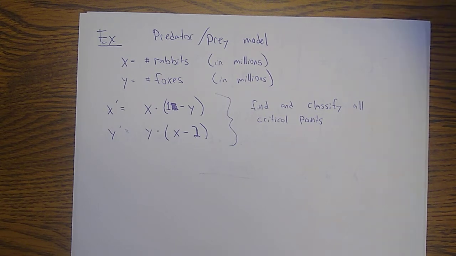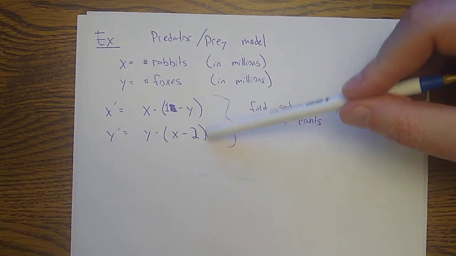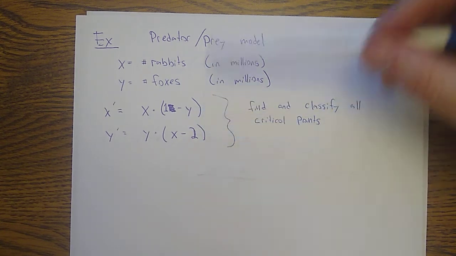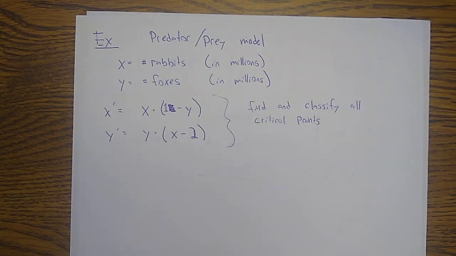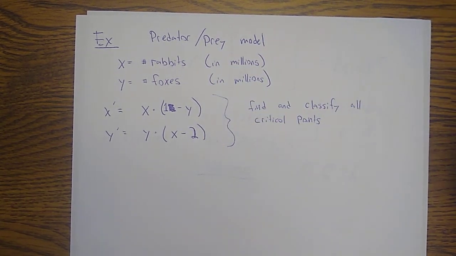Okay, so there's more explanation of deriving equations like this in 9.3, but I was just talking for a minute about why this is a reasonable system. So if we accept that, then let's take this system and find and classify all critical points.